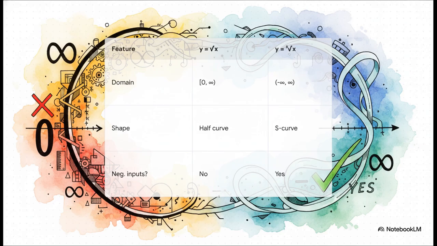And it all boils down to that one simple question. Can you use negative inputs? For square roots, it's a hard no. For cube roots, it's a yes, please.